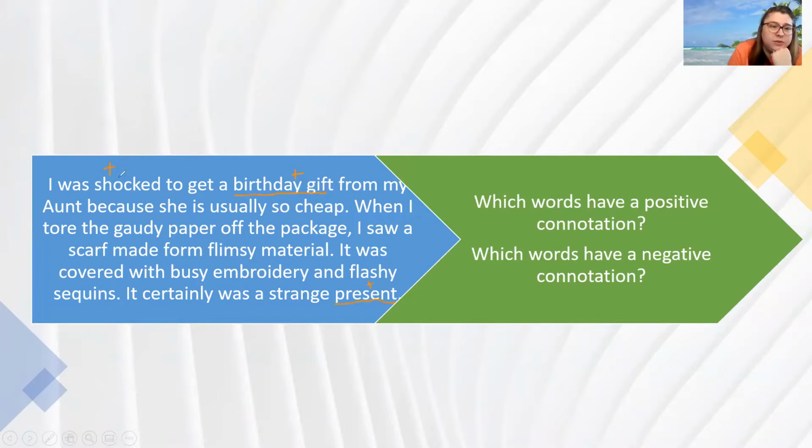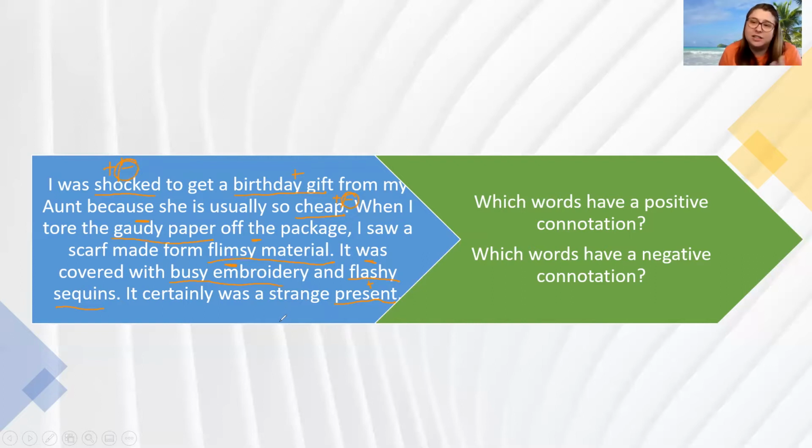Well, shock, you can have a good shock or a bad shock because that could be either way. Cheap is another word that I think could be positive or negative. Gaudy paper. Generally, gaudy is definitely a negative word. Flimsy material. Well, flimsy material for a scarf may not be such a good thing. Busy embroidery and flashy sequins. The way these are being described, I kind of get the impression that these are negative things. So with my neutral words like shocked and cheap, I think that we're probably meaning these to be a negative feeling. So overall, I'm seeing a lot of negatives with just a little bit of positivity in here.